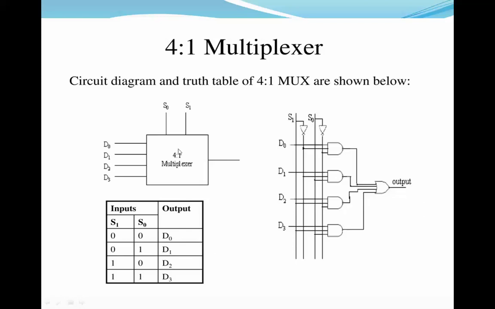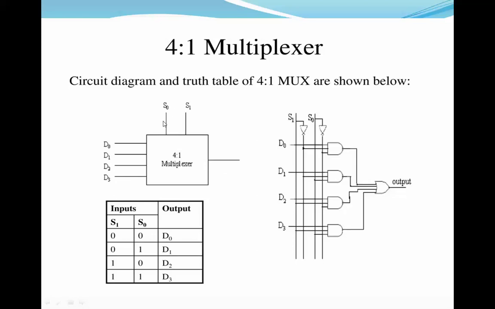We just discussed the block diagram of the 4x1 multiplexer. It will have 4 inputs, 2 selection lines and 1 output. Multiplexers always give only one output. So basically we can have D0 as its output, or D1, or D2, or D3 as its output, but all this is decided by the selection lines.